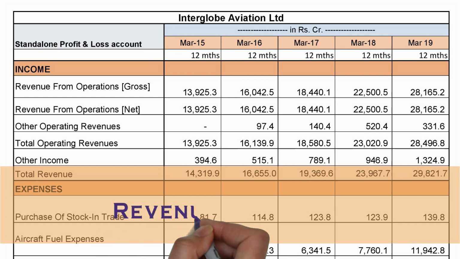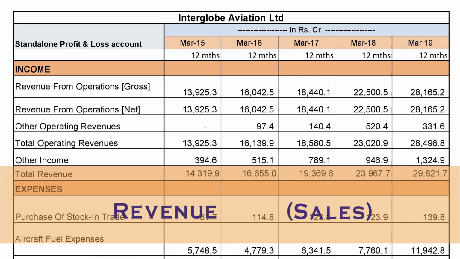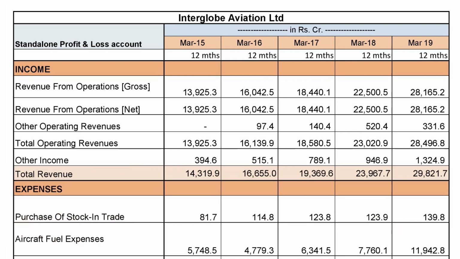First, revenues, which can also be called sales. Revenue from operations means revenues the company has generated from its core daily businesses. See, here in the year 2019, the revenue is Rs 28,165 crores.